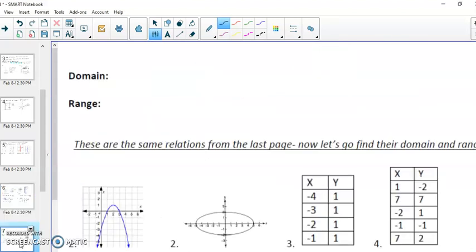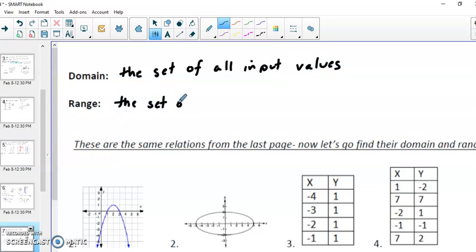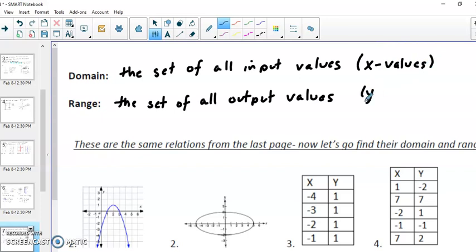I'm going to move on to domain and range. Domain is the set of all input values, and range is the set of all output values. So most of the time when we work with relations and functions, we're dealing with x and y. The domain is almost always the x. The range is almost always the y.